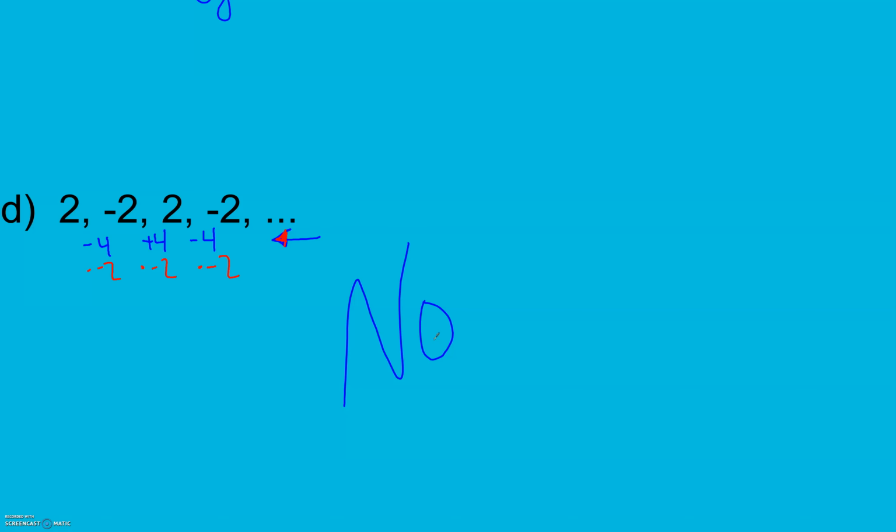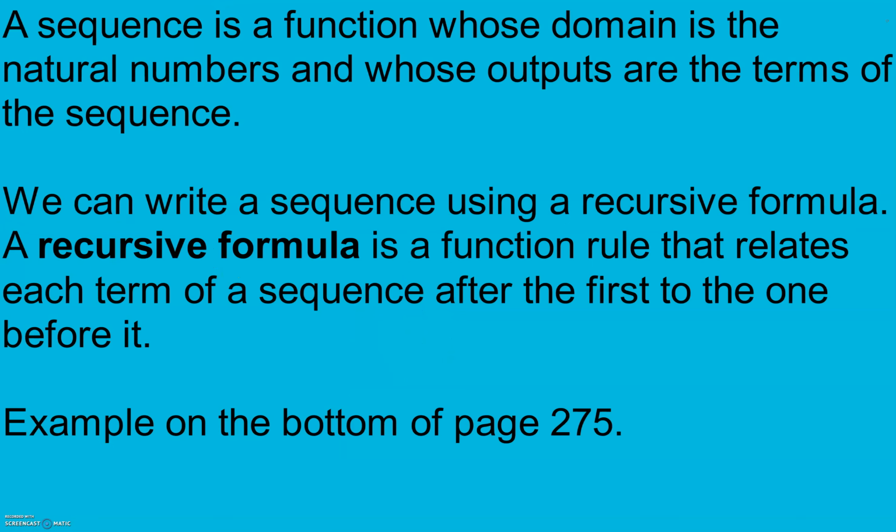If you see a sequence, things where it's going the same, or you can find the pattern, that doesn't necessarily mean it's an arithmetic sequence. It just means it's another type of sequence. The only way it's this specific type is if we're adding the same number each time, and here we are not. A sequence is a function whose domain is the natural numbers, so 1, 2, 3, 4, and so on, and whose outputs are the terms of the sequence.